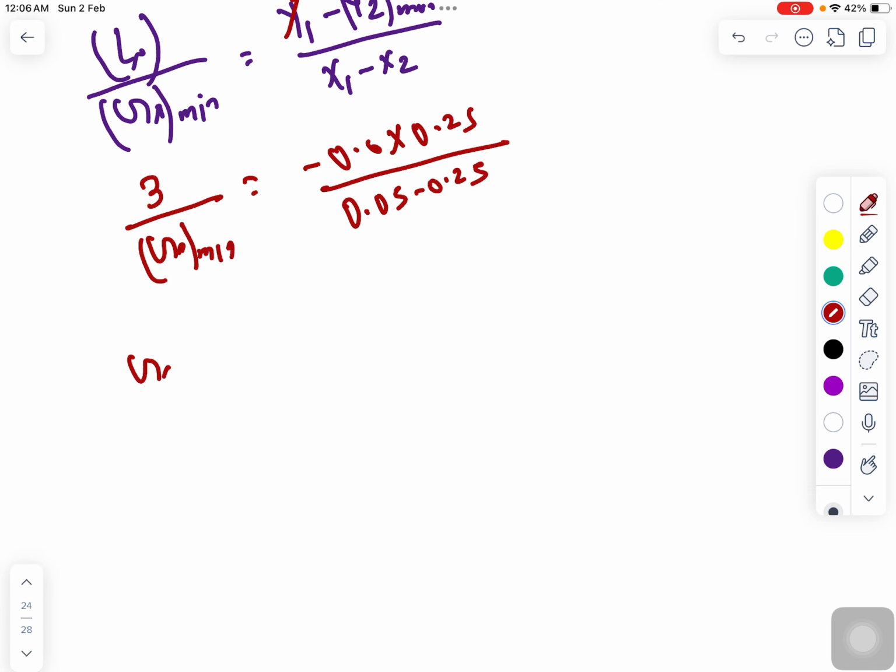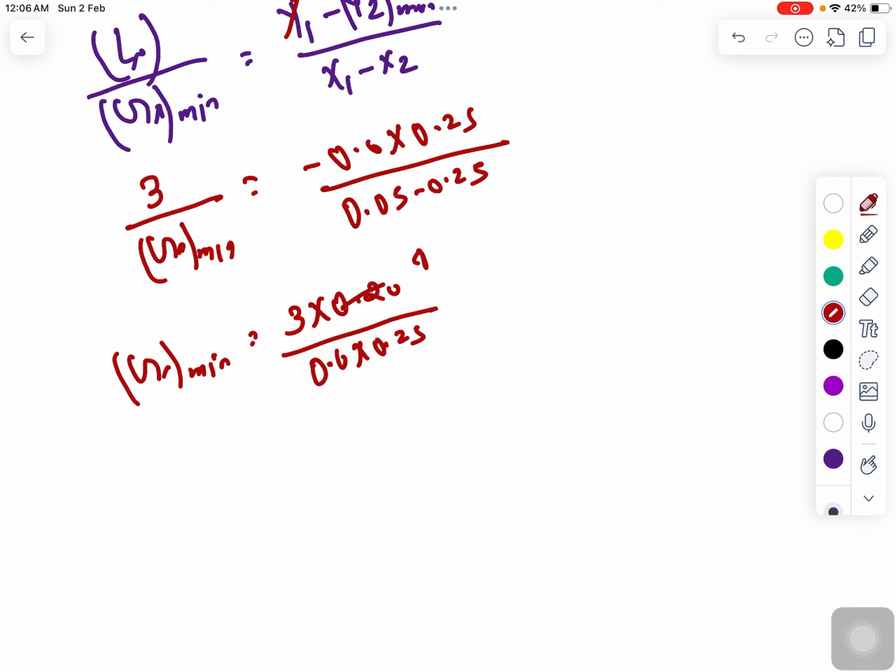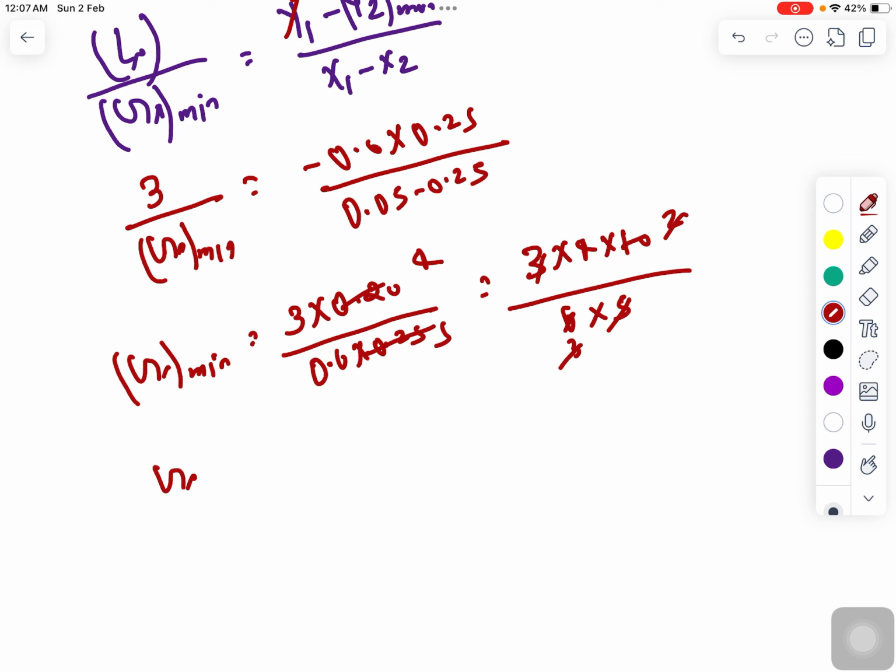So what is Gs minimum? That is equal to 3 multiplied with 0.20 divided by 0.6 multiplied with 0.25. Is that clear? So that is equal to 3 into 4 into 10 divided by 6 into 5. So the 3 cancels, and that will be 4. So your Gs minimum is equal to 4.